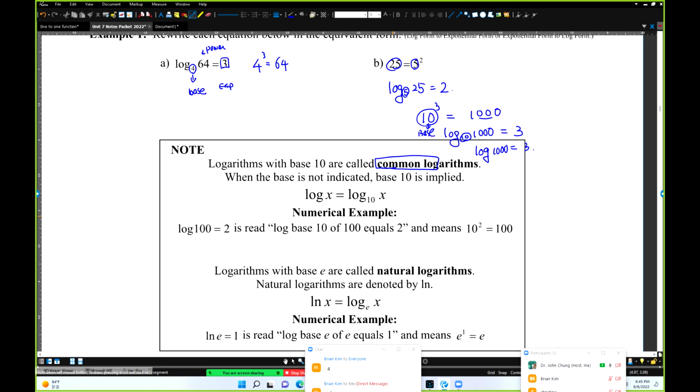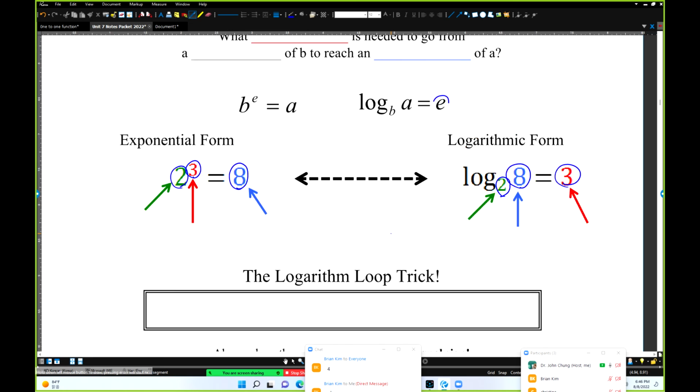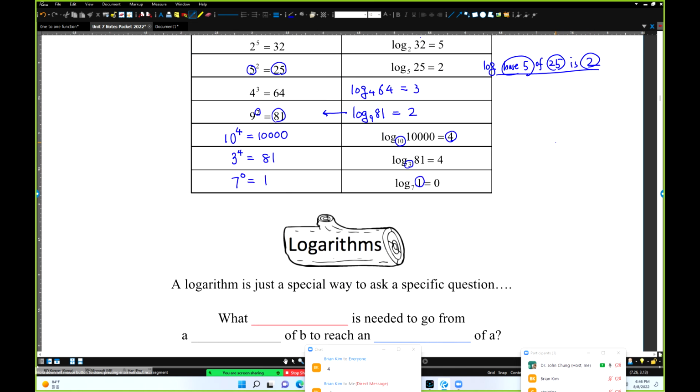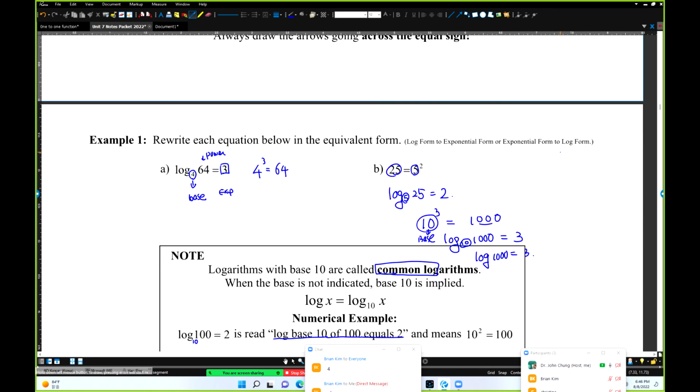So log 100 is 2. How can you read this one? Log, there's a base number over here, right? Because this is a common log. Log base 10 of 100 equals 2, right? Okay? We did already. Take a look. Log base 5 of 25 equals 2. Just memorize how to read this one, okay?